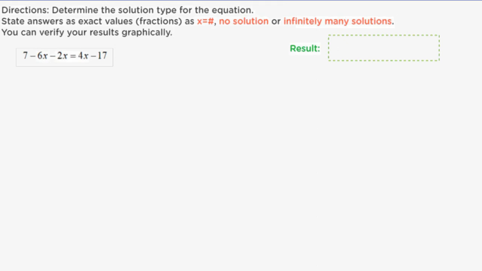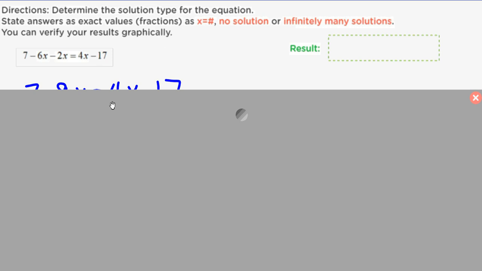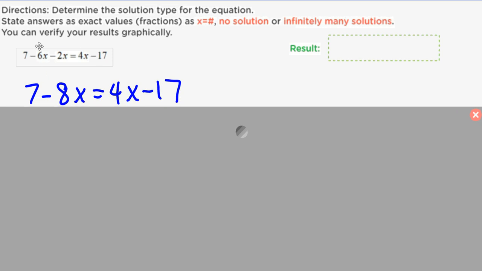Let's try another one. Here we have 7 minus 6x minus 2x equals 4x minus 17. How can we undo the equation to solve for x? Well, as we look at this equation, we can see on the left-hand side, we have some like terms that we can combine. Negative 6x, negative 2x. Putting them together gives you negative 8x.